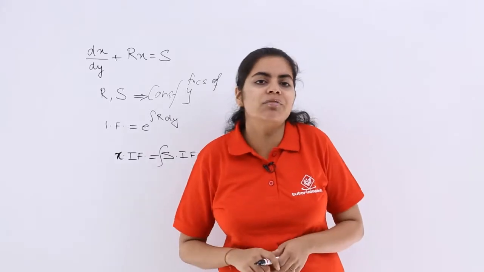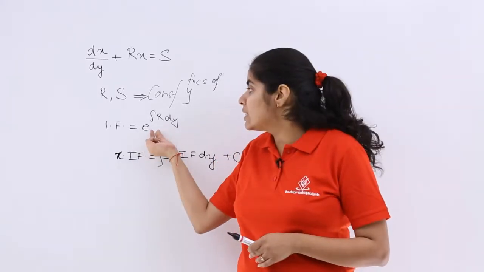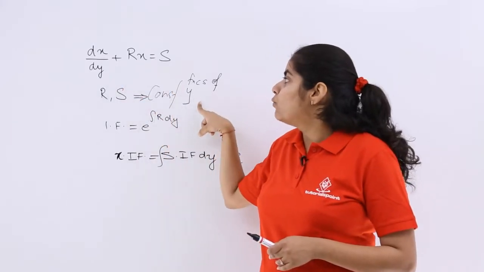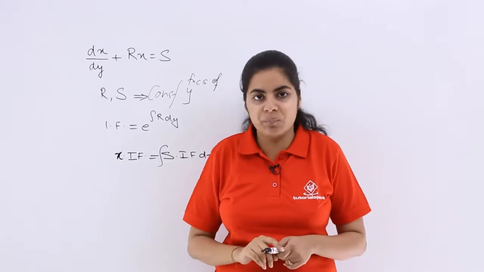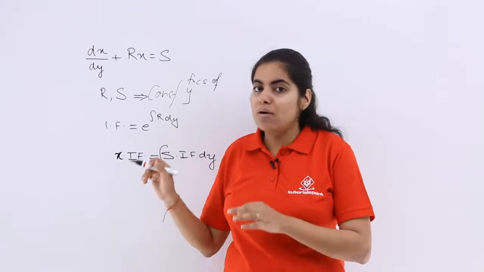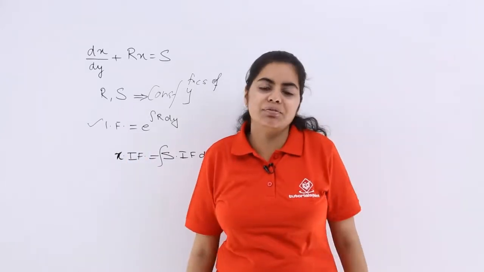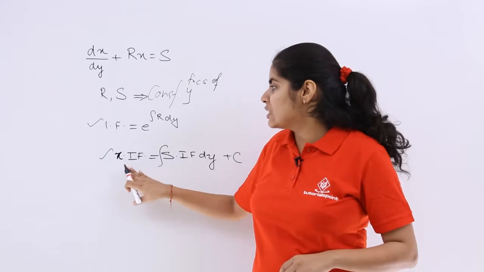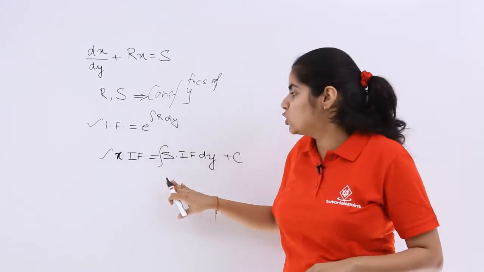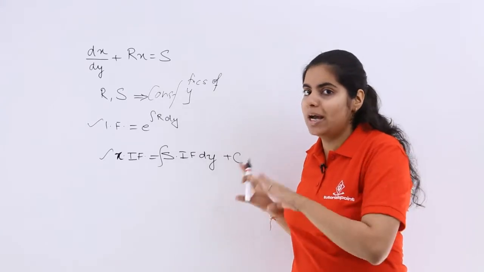Now what is the integrating factor? e raised to the power ∫R dy. Now what is R? R, you know, is a function of y or a constant, so it can be integrated with respect to y. After this third step of finding the integrating factor, the last step is the final solution. That will go through this equation: x times the integrating factor is equal to the integral of S times the integrating factor with respect to y, plus c.